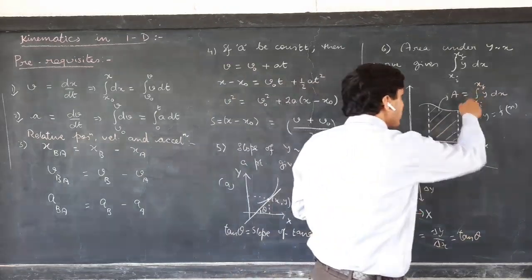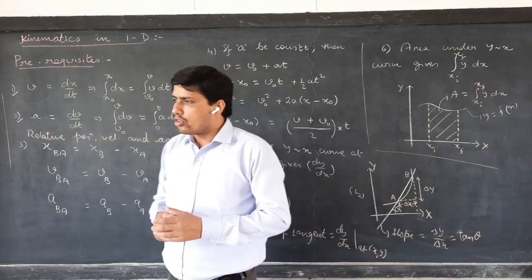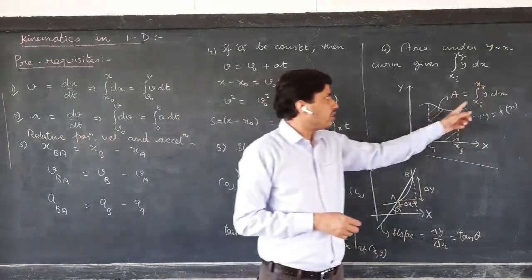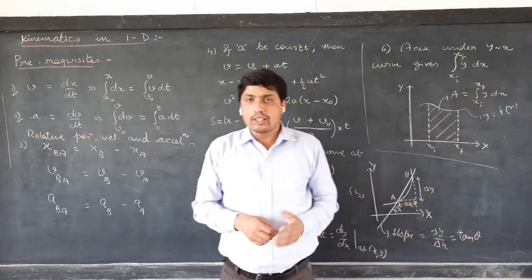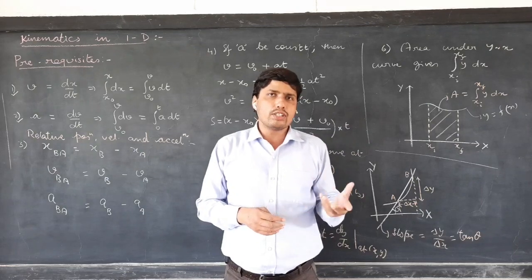And when you integrate, it means adding the components up. If you add all those v dt's, you will get the total displacement from this position to this position. So the area under the vt graph will give you displacement, or change in position.